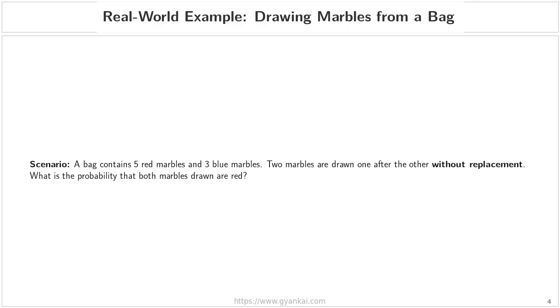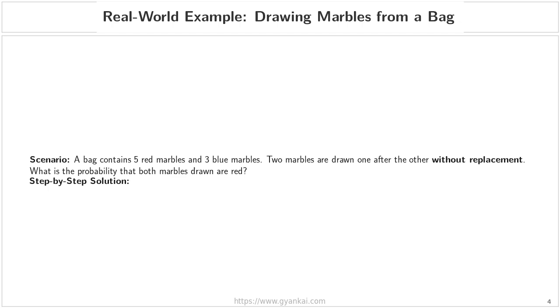Imagine we have a bag containing 5 red marbles and 3 blue marbles. We are going to draw 2 marbles, one after the other, and importantly, we are doing this without replacement. This means the first marble is not put back into the bag before the second draw. Our objective is to calculate the probability that both marbles drawn are red. To solve this, we will follow a structured, step-by-step approach.